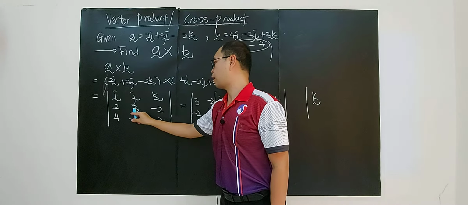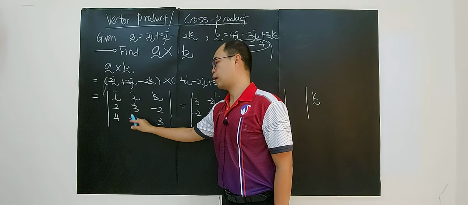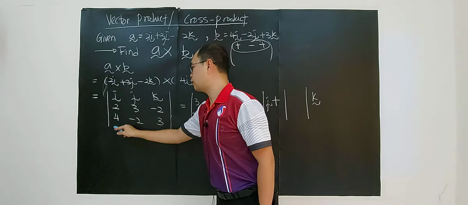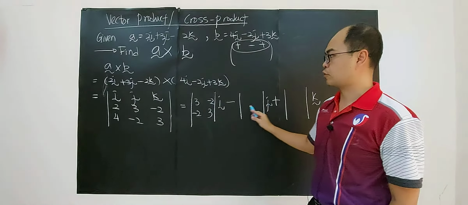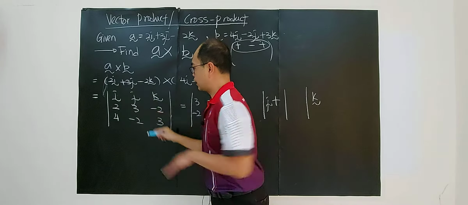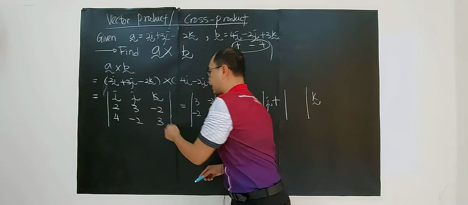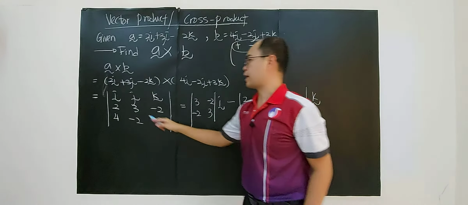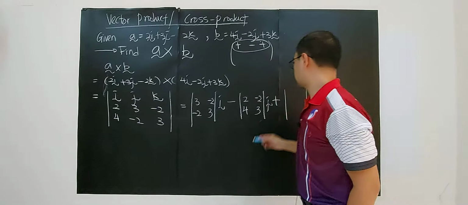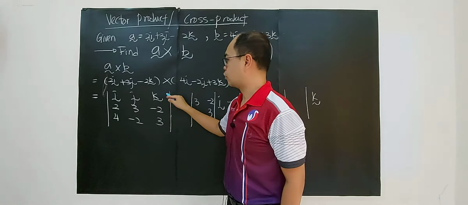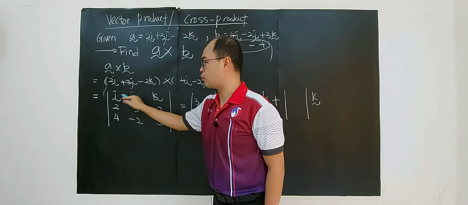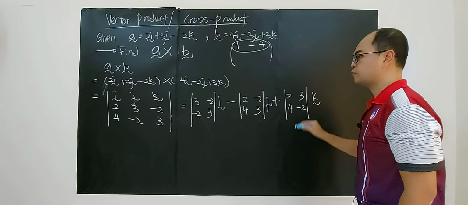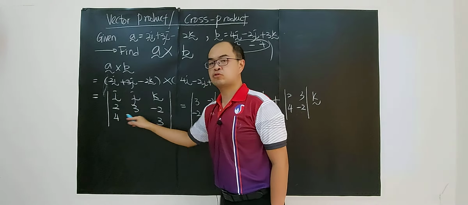That is y1, z1, y2, z2. For j, I delete its row and column, so I have 2, negative 2, 4, 3, which is x1, z1, x2, z2. And for k, I delete the row and column, and the minor for k is 2, 3, 4, negative 2, or x1, y1, x2, y2.